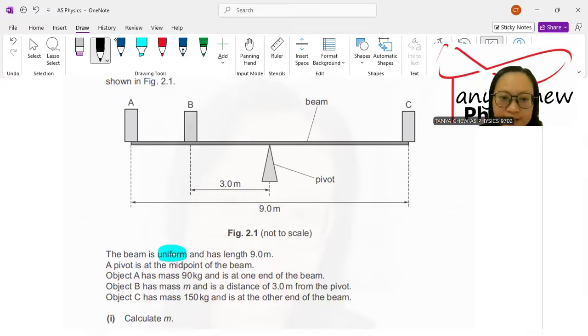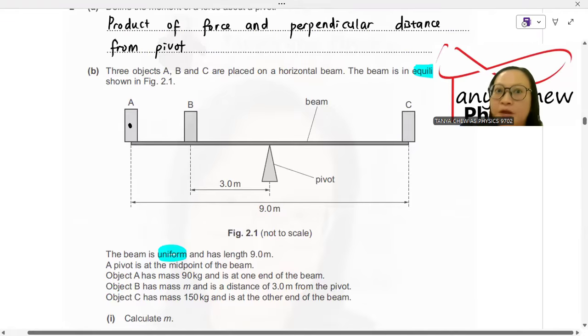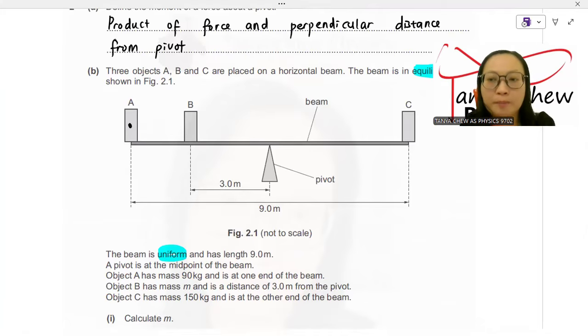Object A has a mass of 90 kilograms and is at one end of the beam. Object B has a mass of m and is a distance 3 meters from the pivot. Object C has a mass of 150 kilograms and is at the other end of the beam. Calculate m. Since it is in equilibrium and the pivot is given, you have to use the principle of moment. Do you still remember the principle of moment? It states that for an object or a system to be in equilibrium, the total clockwise moment must be equal to the total anti-clockwise moment.